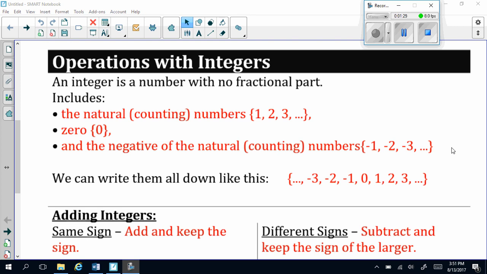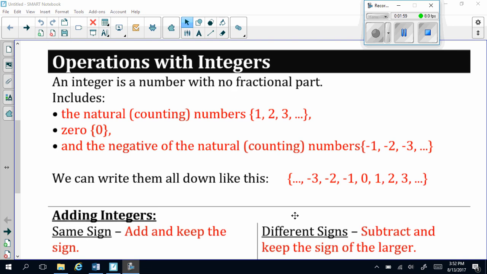An integer is a number with no fractional part. That's not a very mathematical definition. What I'm going to give you now is more of a description than a mathematical definition, but I think it's going to help you understand better what an integer is. It includes your natural or counting numbers, 1, 2, 3, 4, 5, 6, 7, so not 3.8. It includes 0. And it includes the negatives of the natural or counting numbers, -1, -2, -3, -4.